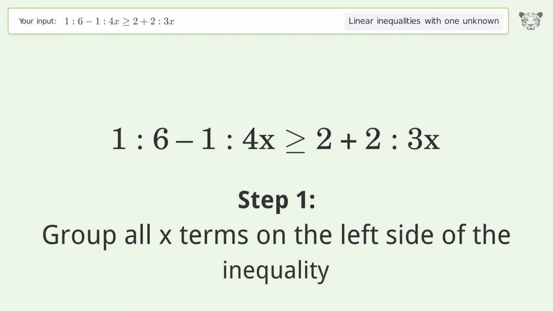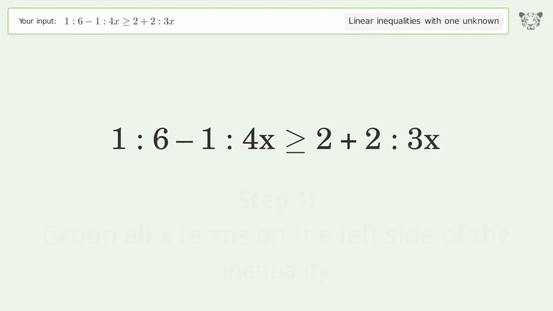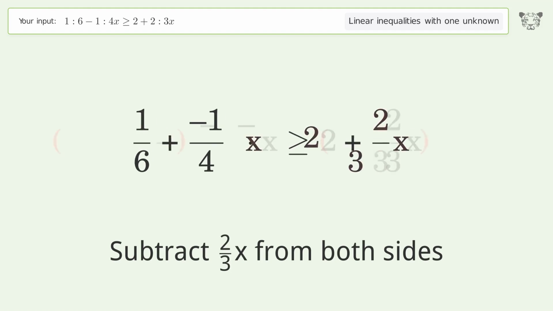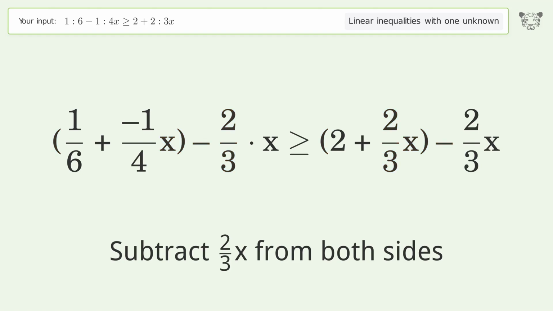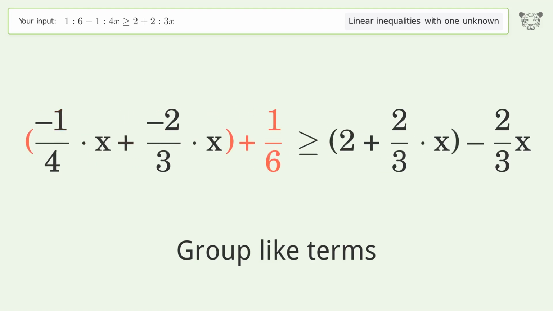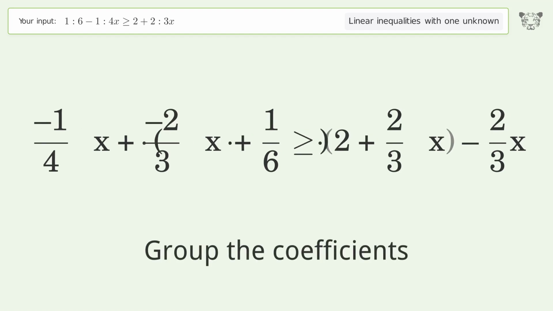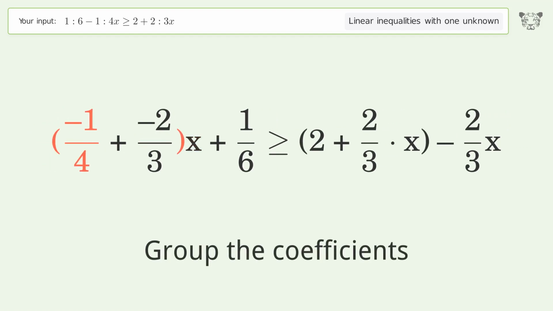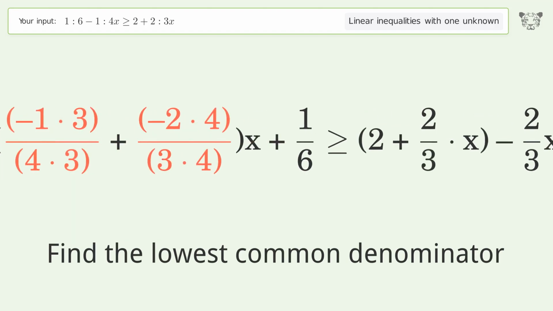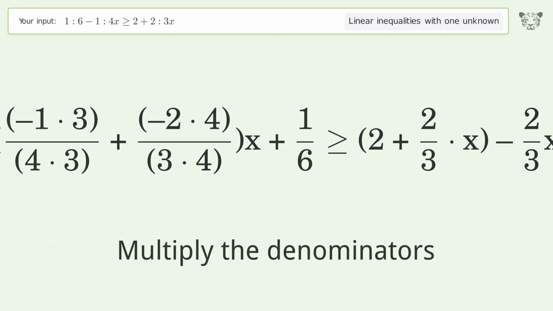Group all x terms on the left side of the inequality. Subtract 2 over 3x from both sides. Group like terms. Group the coefficients. Find the lowest common denominator. Multiply the denominators.